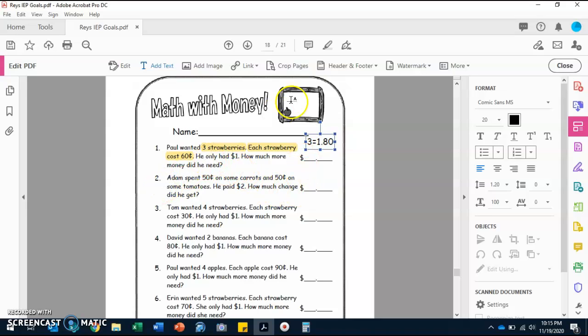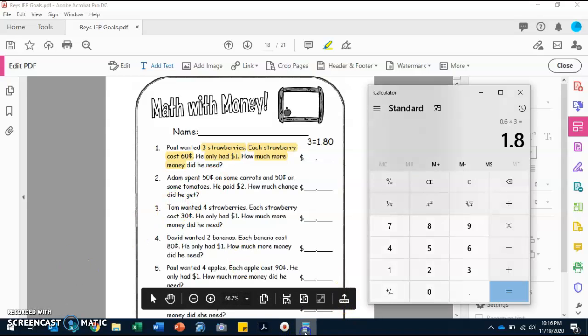And now the question is telling us he only had $1. So he only has $1. How much more? So how much more means we're going to what? Add or subtract? Yes, good job. We're going to subtract. How much more money does he need so he can be able to buy the strawberries? So we're going to subtract $1.80 minus $1 to see how much more money he needs.